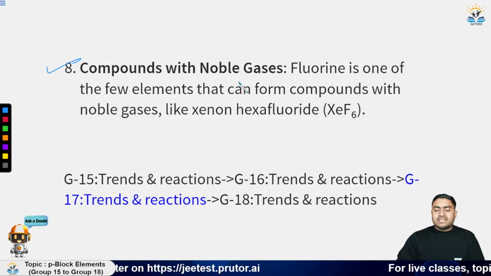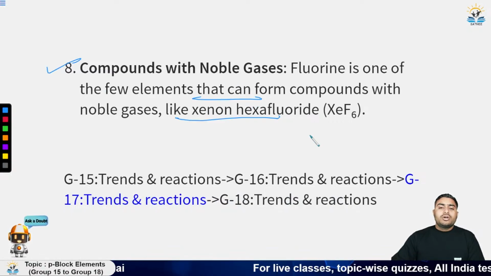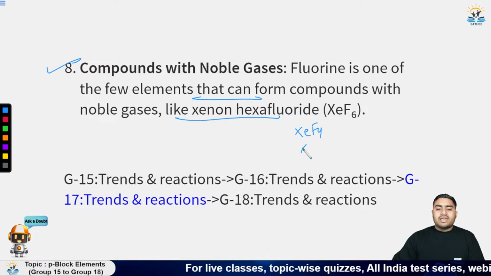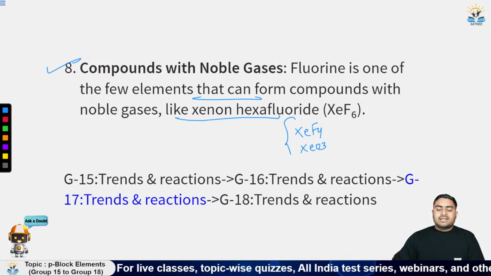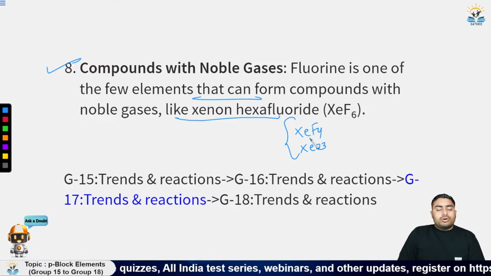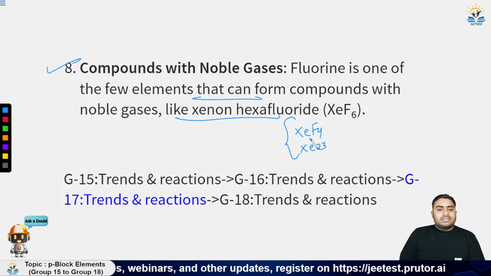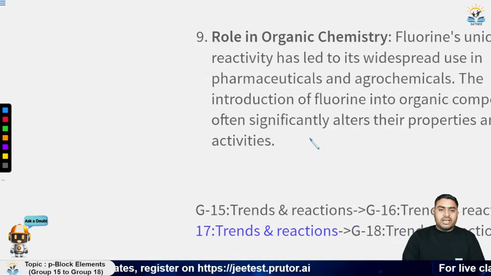Next, compounds with noble gases. Fluorine is one of a few elements that can form compounds with noble gases like xenon, such as fluorides like XeF4, XeO3, etc. Xenon can form compounds because it requires a particular amount of energy to remove its electrons. So let's move to the next point.